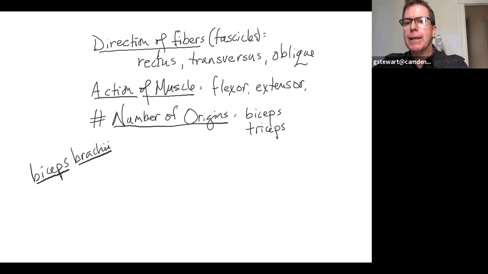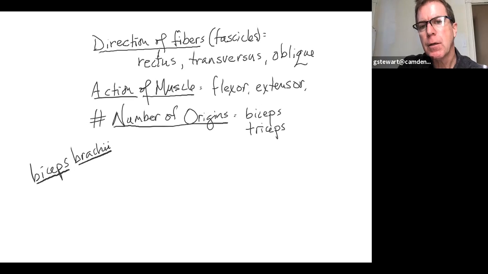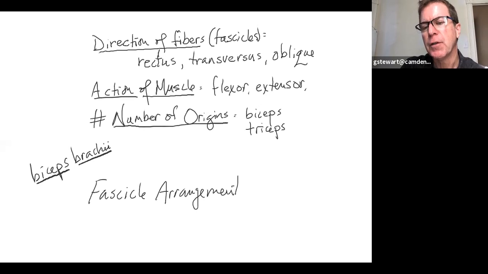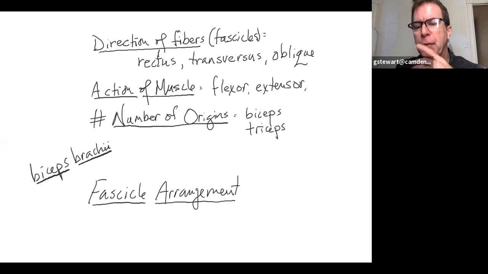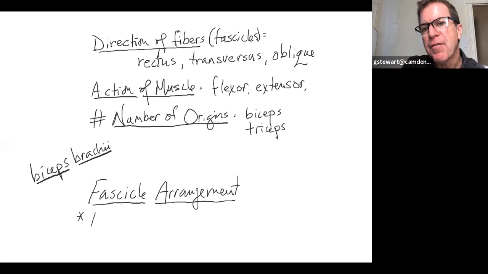Next on our list, a new topic, we're going to talk about fascicle arrangement and how that relates to function, form and function. Remember what a fascicle is. It's a bundle of fibers wrapped in perimysium. So to start off with first, the fibers within a fascicle are all parallel to each other.